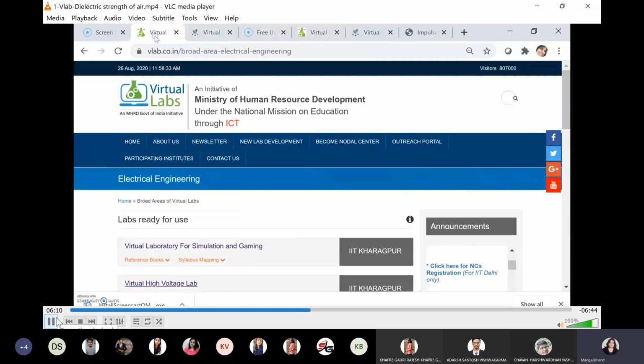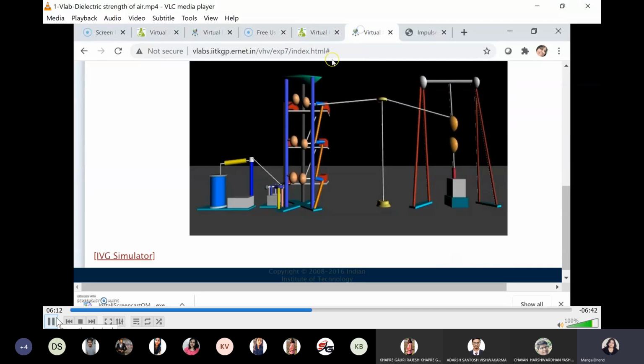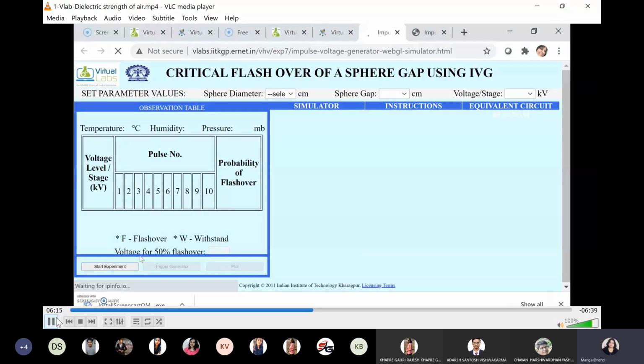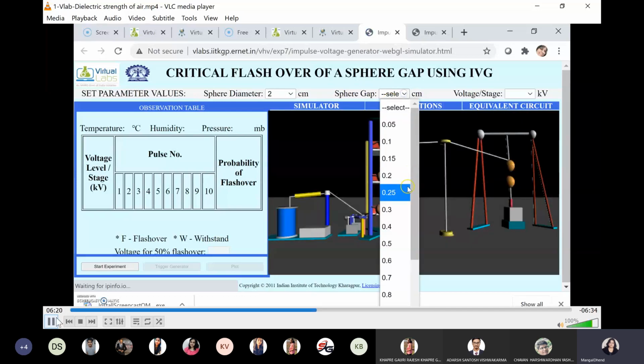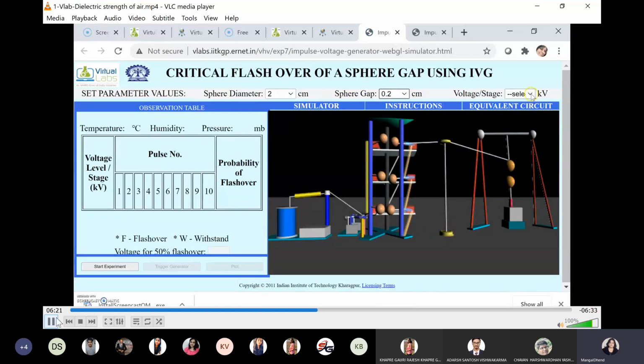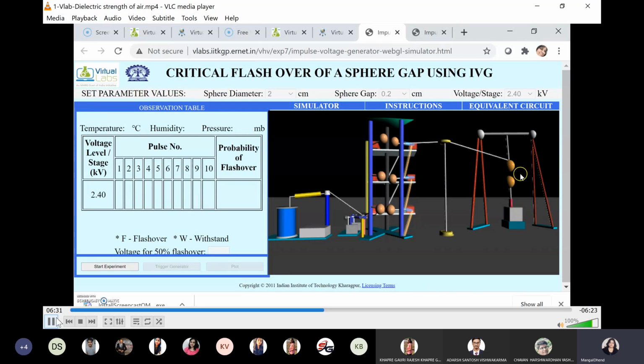Again go into the virtual lab and click on the simulator. Now keep the same diameter 2 and 0.2. Here you increase the voltage, because our objective is to find out the breakdown in the gap. Previously it was 2.27. Now increase the voltage and observe when the generator starts operating. You have to observe whether a spark is there or not. That will be the indication of breakdown. Now just watch it. Don't miss that moment.